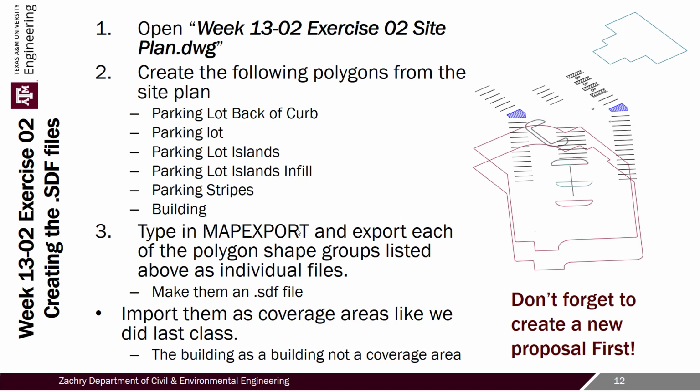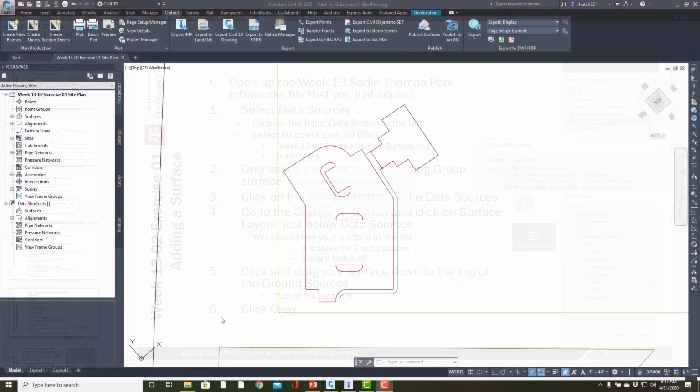Now, because I've already created a new proposal when I've run in my surface, I'm going to just drop them right into that. If you forgot to do that, you better make a new proposal and then bring them in. Okay? So let's try that.